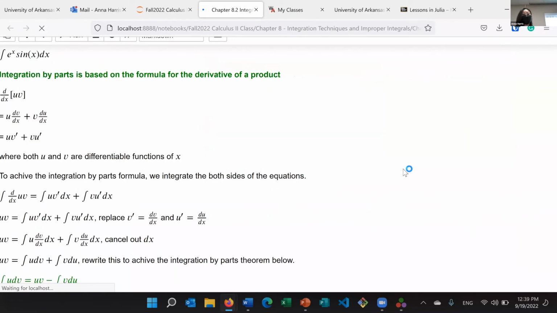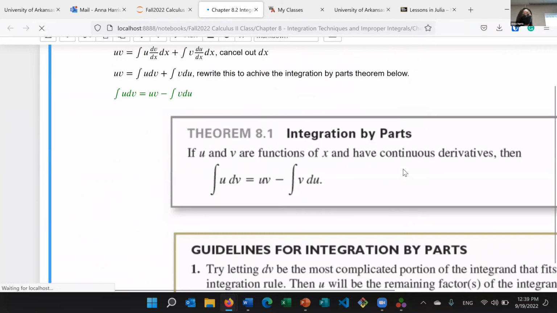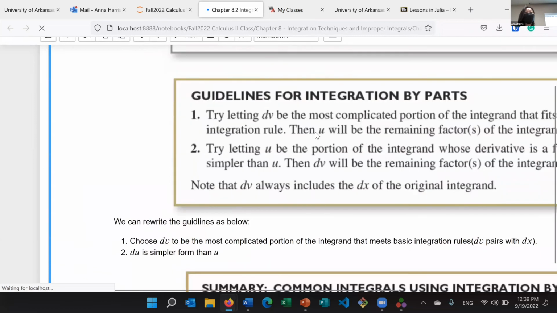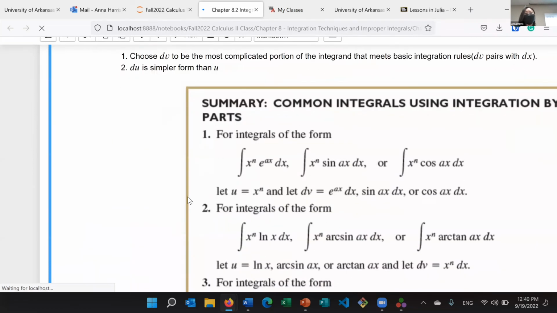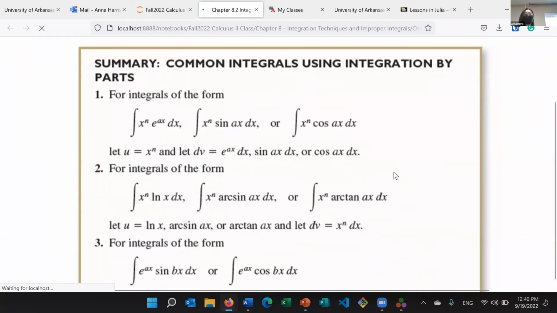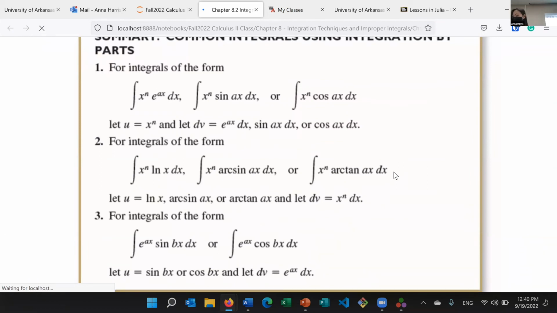Everybody see that? This is a very important part. If you understand this, your homework problems get much, much easier. Looking at this, because I don't know what this is, I cannot use that as my dv. So my dv has to be x to the n, and then u has to be natural log of x.